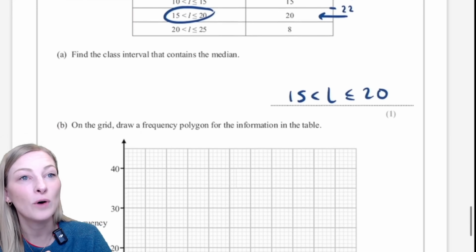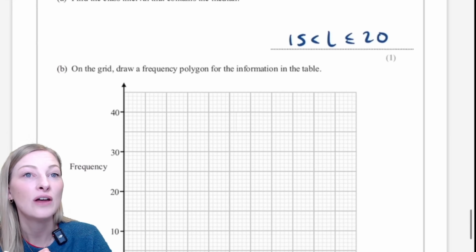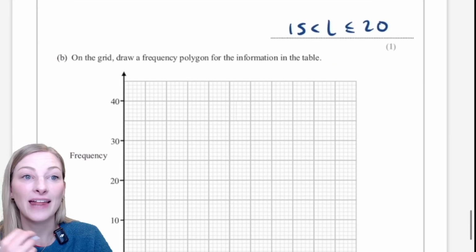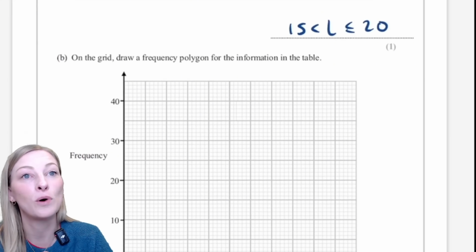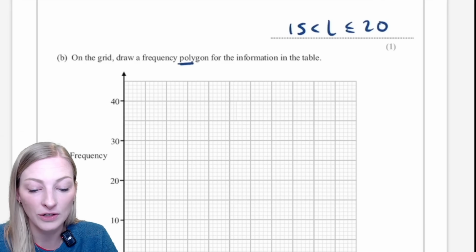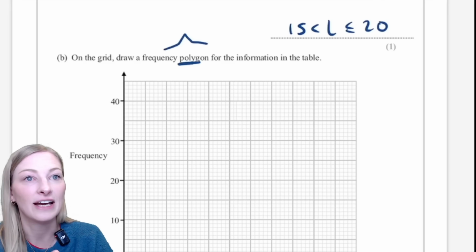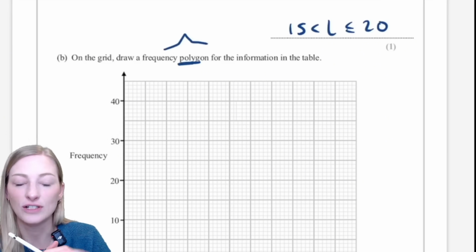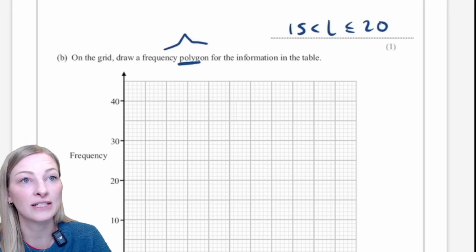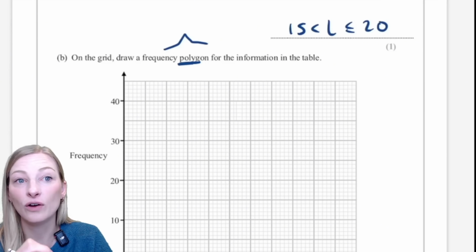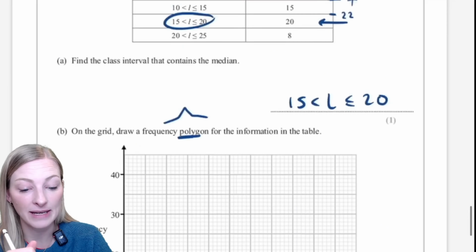For part B, on the grid, draw a frequency polygon for the information in the table. And this is where I get you guys to remember Polly the shark. So frequency polygon, you're going to remember Polly the shark like this. That's what it normally looks like. You are not drawing a bar chart for this. And frequency polygon, Polly the shark lives in the middle of the ocean. So you are going in the middle of the category.